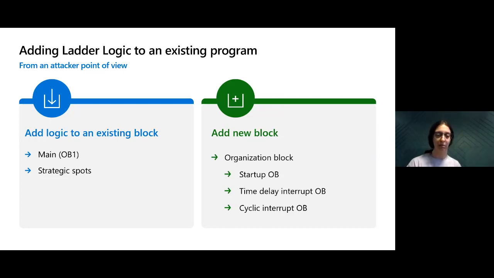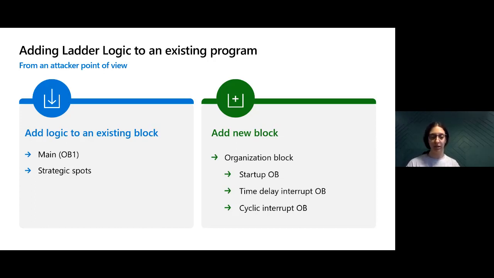This leads us to the second method, which is adding a new block. Adding an organization block will probably be the most convenient way for an attacker to add its own malicious logic. As I already mentioned, there are different types of organizational blocks that an attacker can use to achieve its goals. For example, we have the startup organization block, and this block will get executed once the CPU of the PLC goes from stop to run mode.